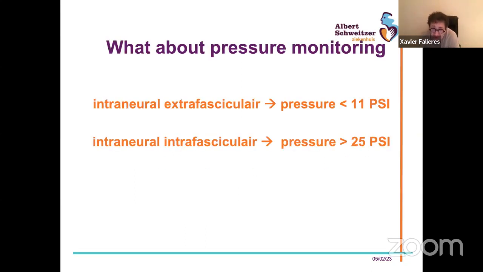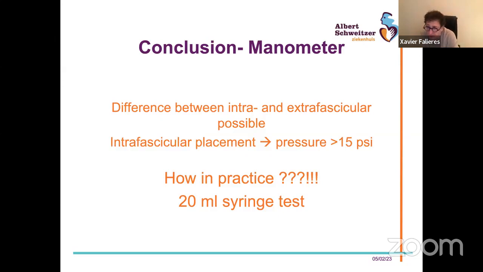The pressure monitoring is very, very important. In an intraneural extravascular injection, the pressure will stay under 11 psi, and when you are intravascular, you will have a high pressure and also a lot of pain. So it's very easy. You don't need very, very expensive material. You take a 20 milliliter syringe, you fill it with air, you put your finger and you press from 20 to 15. This gives you the idea of the maximal pressure you may admit when you give a block. Our nurses, they're trained, they say, oh, it's too hard, I stop.